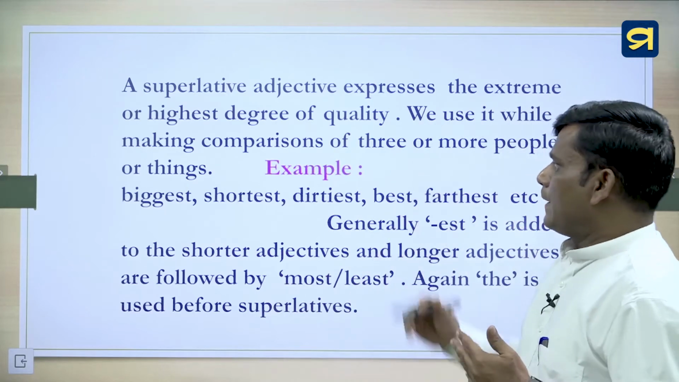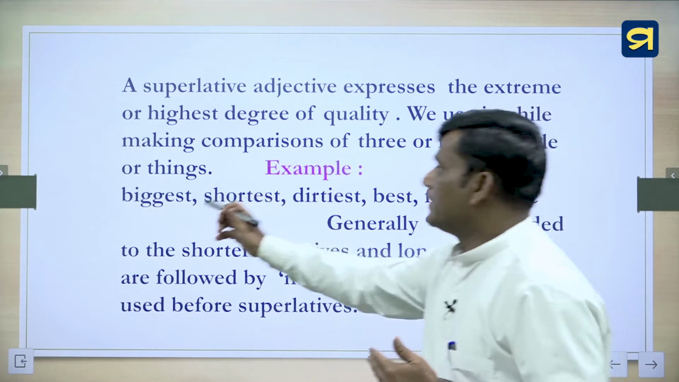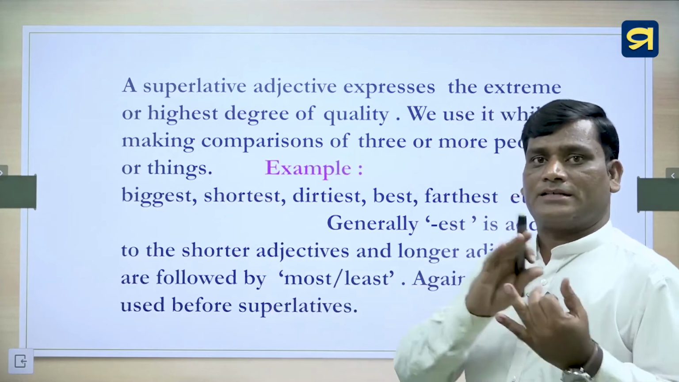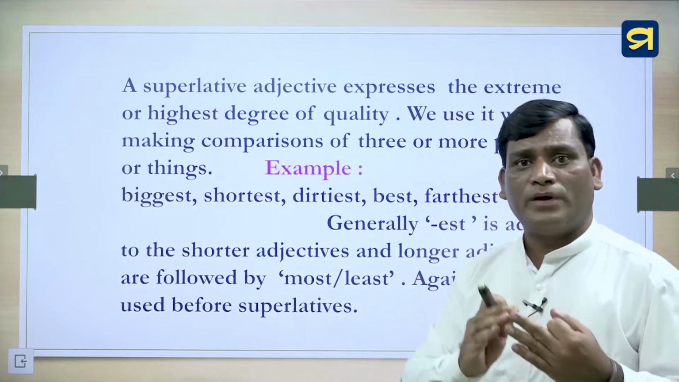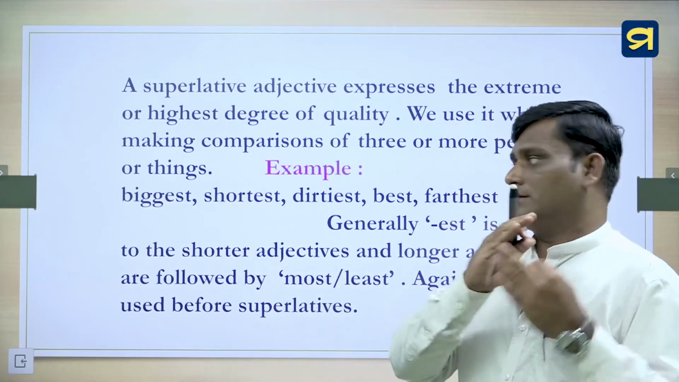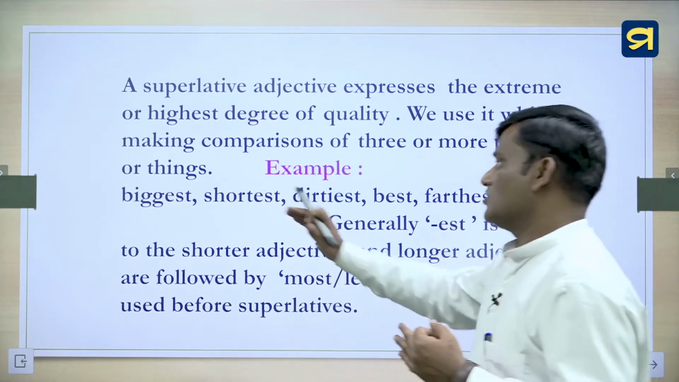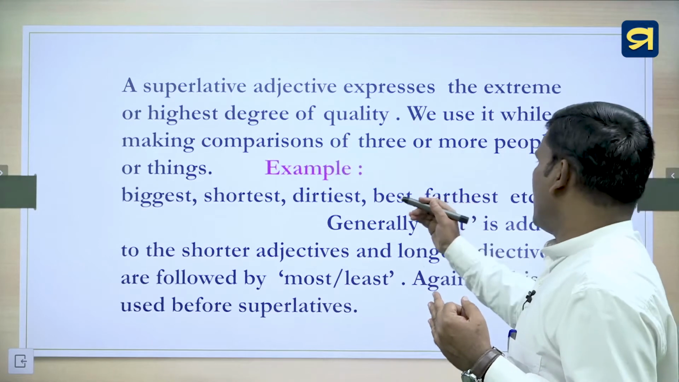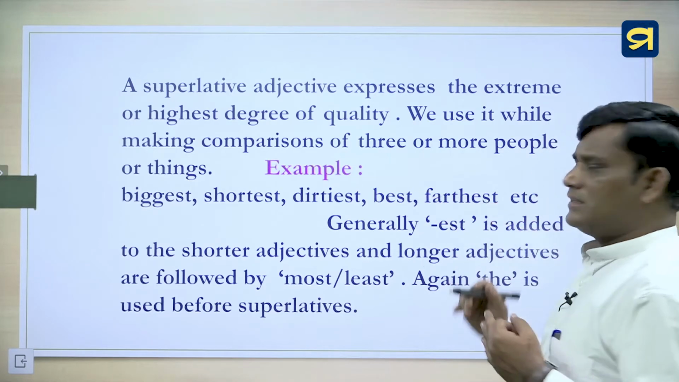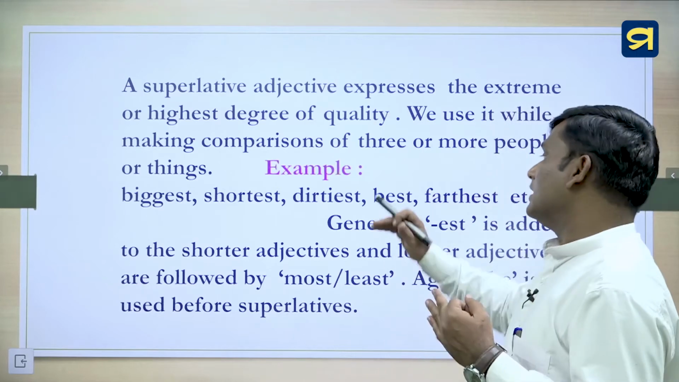Look at the example. The superlative degrees of adjectives are biggest: big, bigger, biggest. Biggest is the highest quality. So, biggest is the superlative degree of big. Similarly, short, shorter, shortest. Shortest is the superlative degree of short. Dirtiest, best, farthest, etc. These are the superlative degrees of the adjectives.